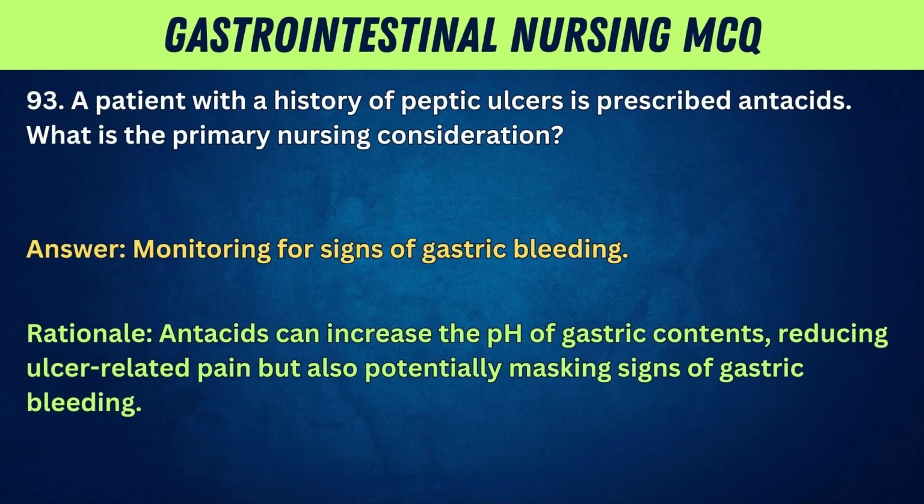Rationale. Antacids can increase the pH of gastric contents, reducing ulcer-related pain but also potentially masking signs of gastric bleeding.